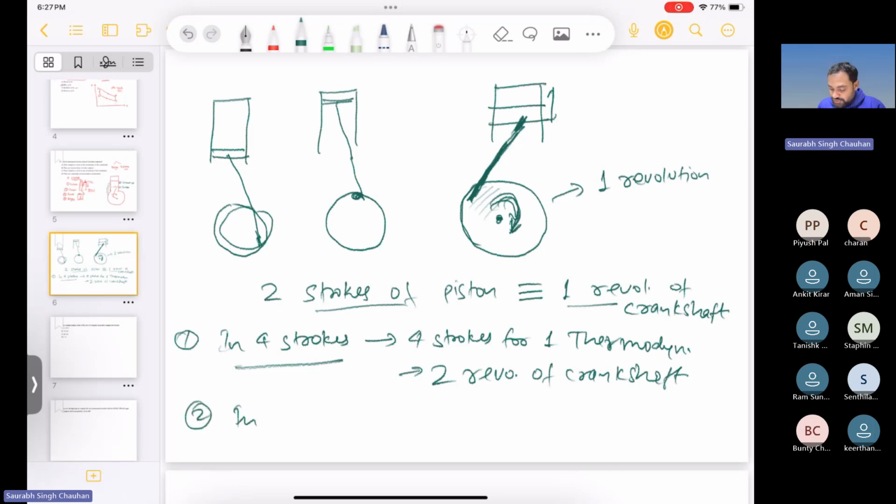While in two stroke engines, one thermodynamic cycle is completed in two strokes, and two strokes are equivalent to one revolution of crankshaft. Correct?